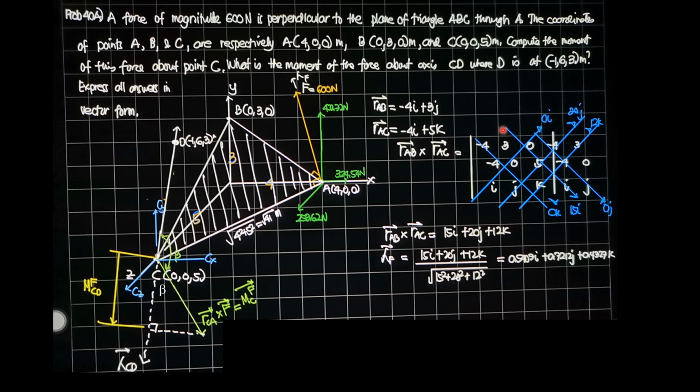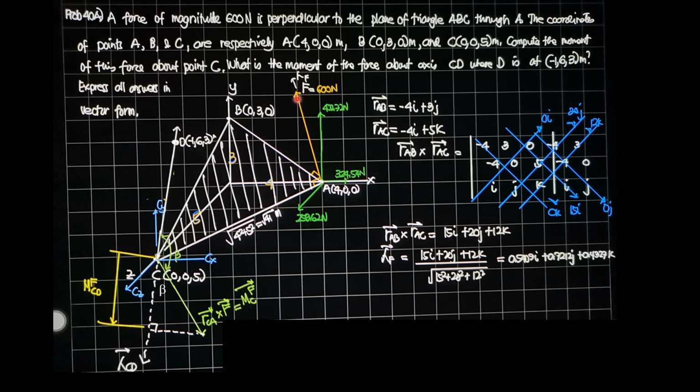So for i, it is 3 times 5, 15i, then minus 0, so 15i. For j, it's 0j minus negative 20, so positive 20j. Then for k, we have 4 times 0 times k, 0k, then negative 4 times 3, negative 12, minus negative 12, positive 12k. So this is RAB cross RAC, the direction of the force F.